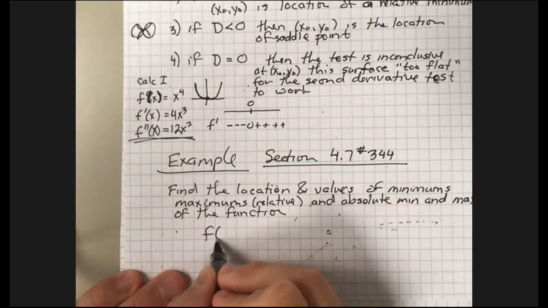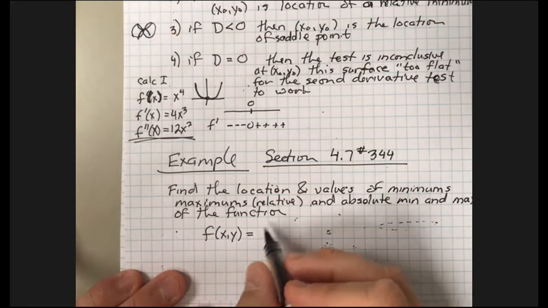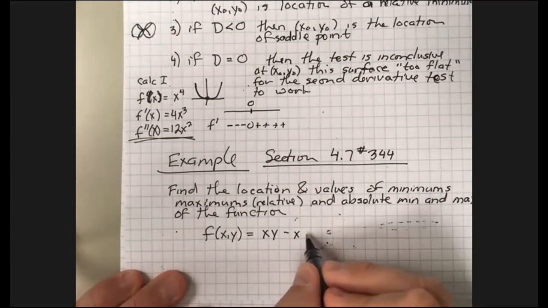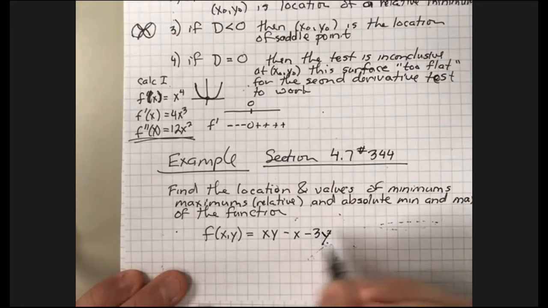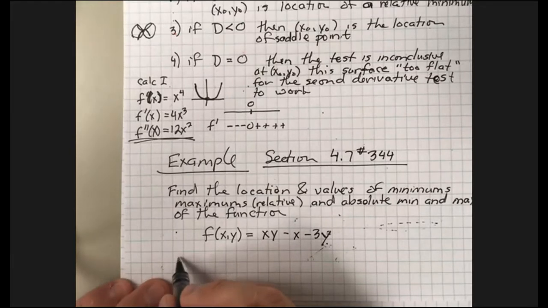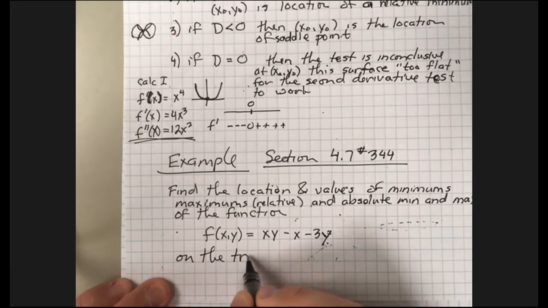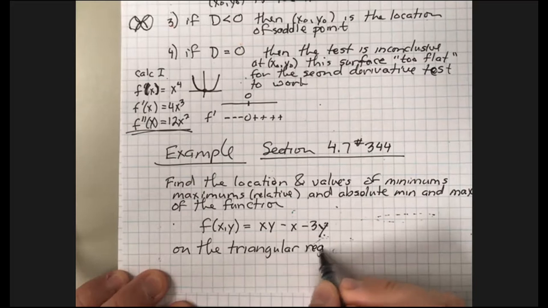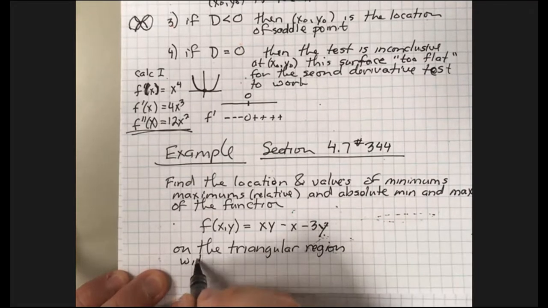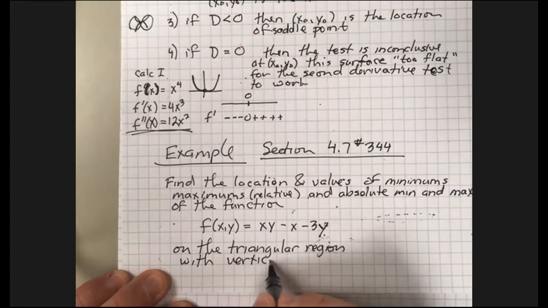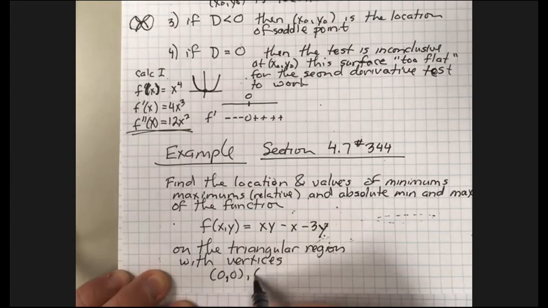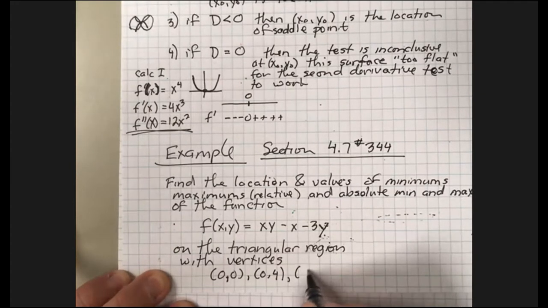Of the function f of x, y equals xy minus x minus 3y on the triangular region with vertices of (0, 0), (0, 4), and (5, 0).